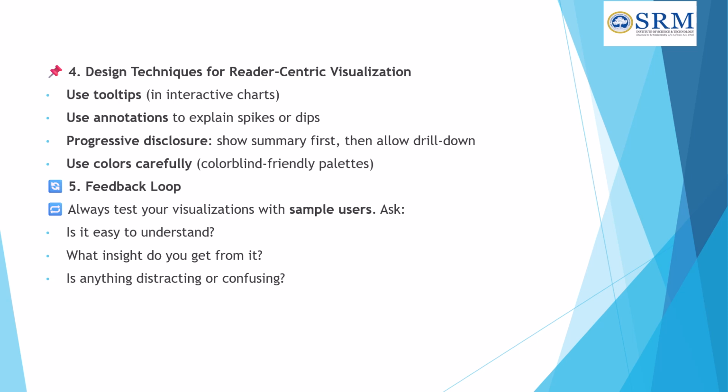When choosing colors, be careful to pick palettes that everyone can see clearly, including people who are colorblind. Finally, it is important to get feedback by testing your visuals with real users. Ask them if the visualization is easy to understand, what insights they get from it, and if anything feels confusing or distracting. This feedback loop helps you improve your design to make it even clearer and more useful.